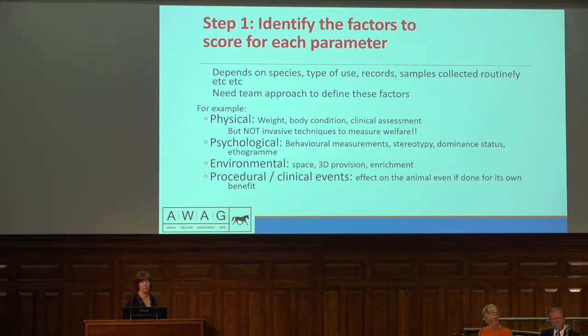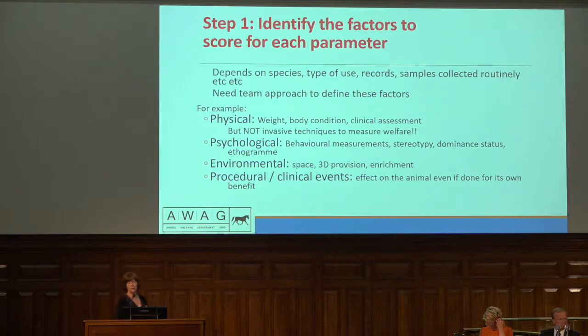So just some examples. On the physical axis, you might be scoring weight, body condition, doing a clinical assessment. But I must stress here, we don't want invasive techniques just to measure welfare. There are lots of things you can measure for welfare scientifically, looking at blood samples to look at hormone levels, looking at telomere length, all sorts of things. But we don't want to be taking samples, impacting on the animal's welfare and going, oh yes, look, it was okay, until we actually took these samples and then we had an impact on the animal's welfare. So, they have to be samples that you're taking anyway.